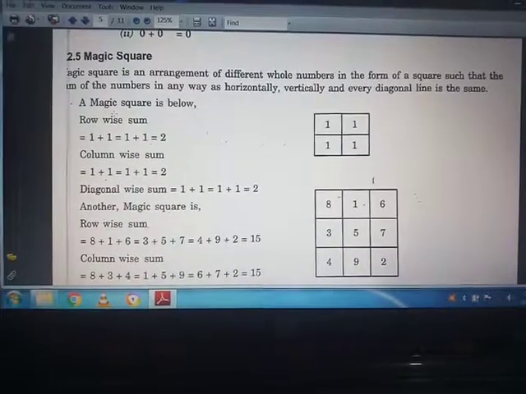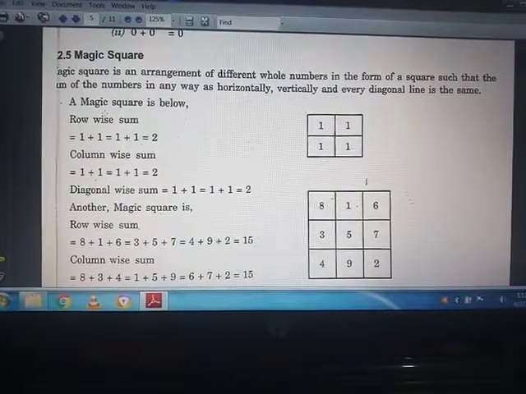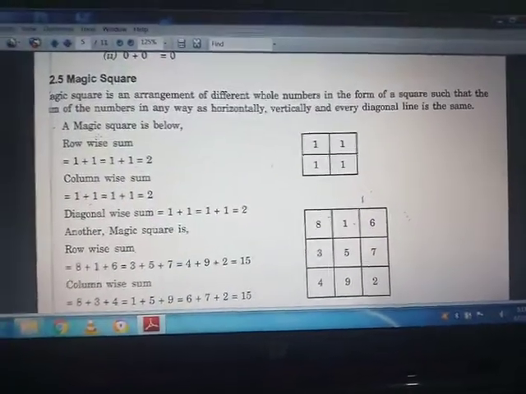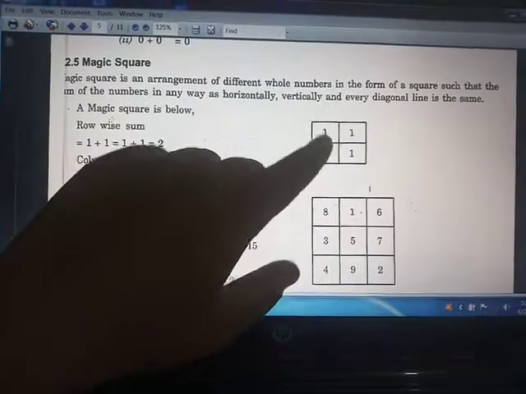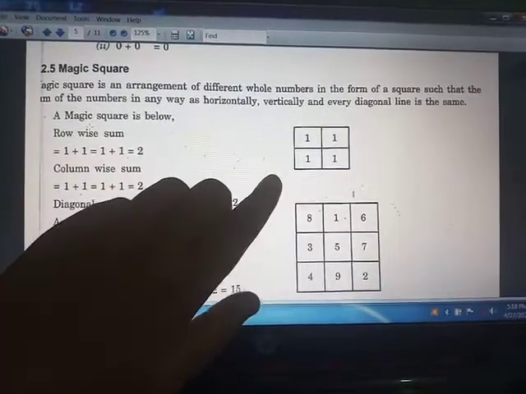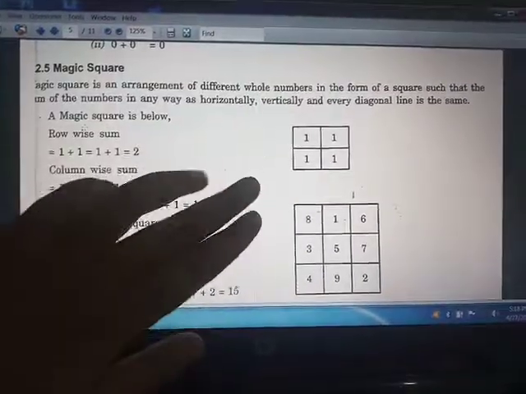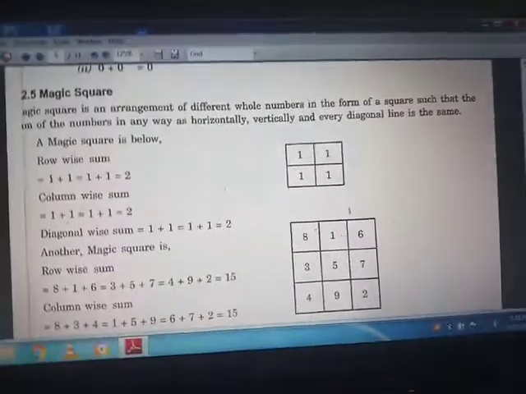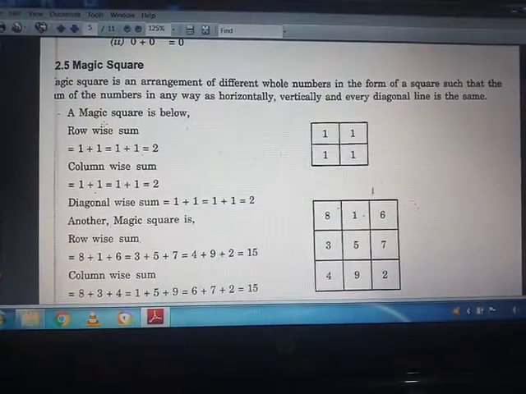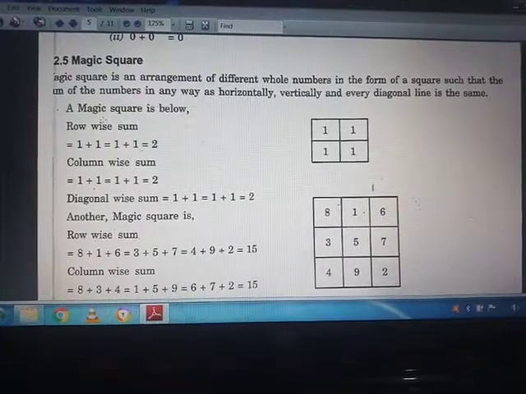Basically, magic squares are those squares in which if you add this way, 1 plus 1 is 2, 1 plus 1 is 2, that is row wise. If you add column wise, 1 plus 1 also gives 2, and here 1 plus 1 also gives 2. That means row wise, column wise, or diagonally the result will be the same.